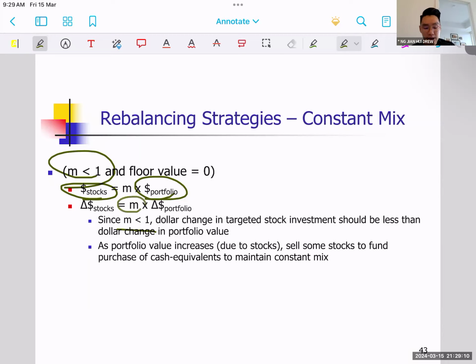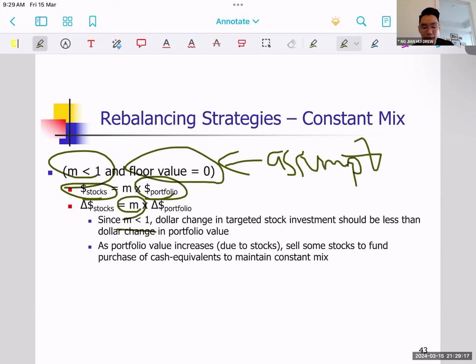And so this explains why M is less than one. In this case, the floor is just an assumption, and the floor is zero. If there's a question, it can be any number, right? This is an assumption to show you in the best way why M is less than one. Because as the stock keeps on increasing, we need to sell off the stock to buy more risk-free, and therefore the change in the portfolio value is less than the stock price change.